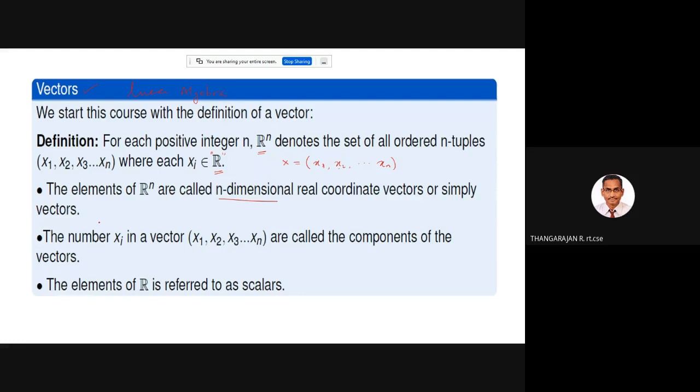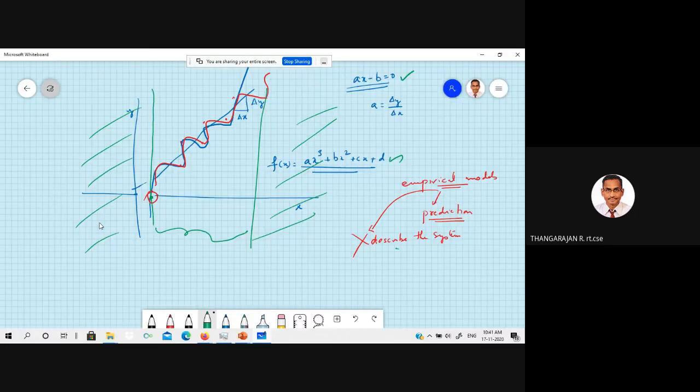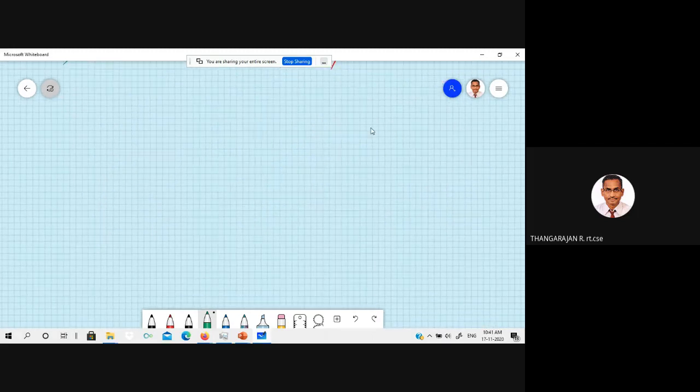I think you know that. We have been talking about vectors from your school days onwards, so you know what vectors are. We have been taught that vectors are arrows. Vectors are really represented with arrows. You know that this is vector A, and you have another vector.